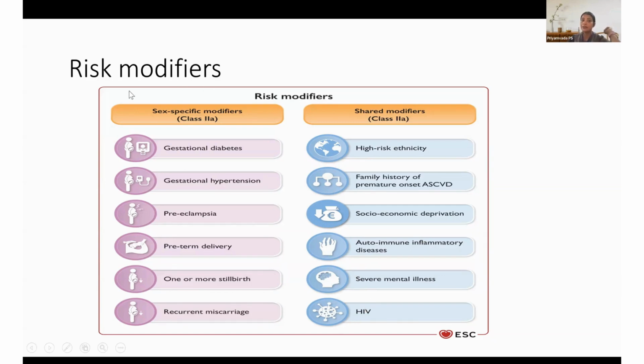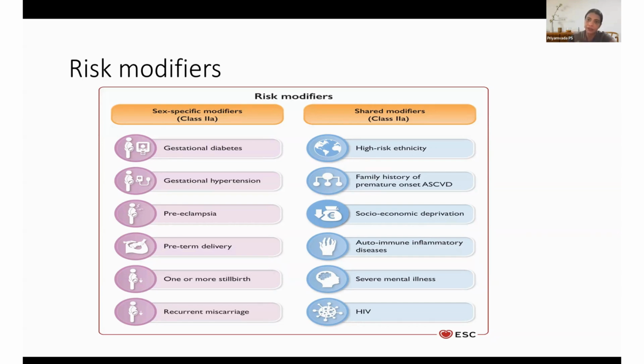Similarly, there are certain things which are more common in women, and whether hypertension-mediated damage is more common in women, that's again a controversial topic. There is some data telling that both men and women are at equal risk, and on the other side, there's an equal amount of data showing that women might be at slightly higher risk. And always ask for history of gestational diabetes, hypertension, preeclampsia, preterm delivery, stillbirth, and recurrent miscarriage, because pregnancy acts as a stress test for the cardiovascular system and the kidneys.